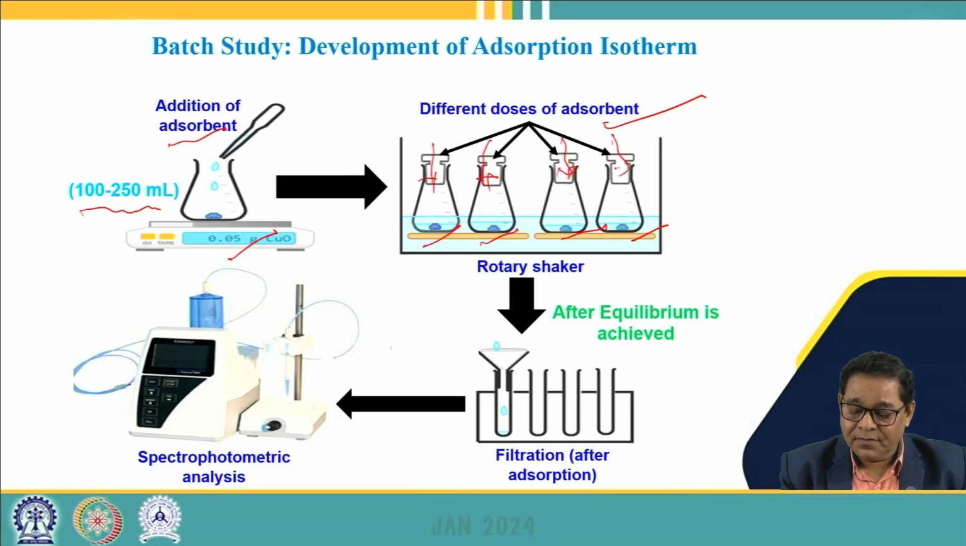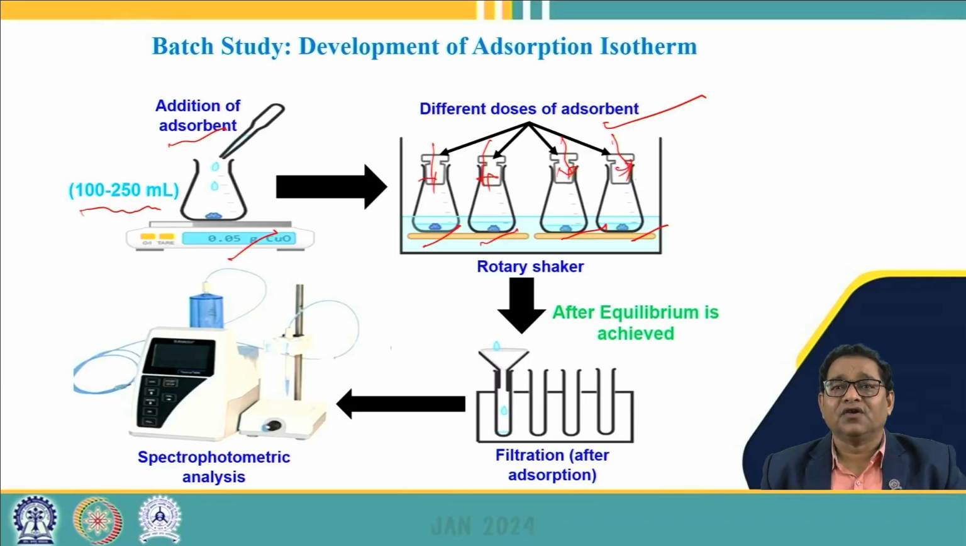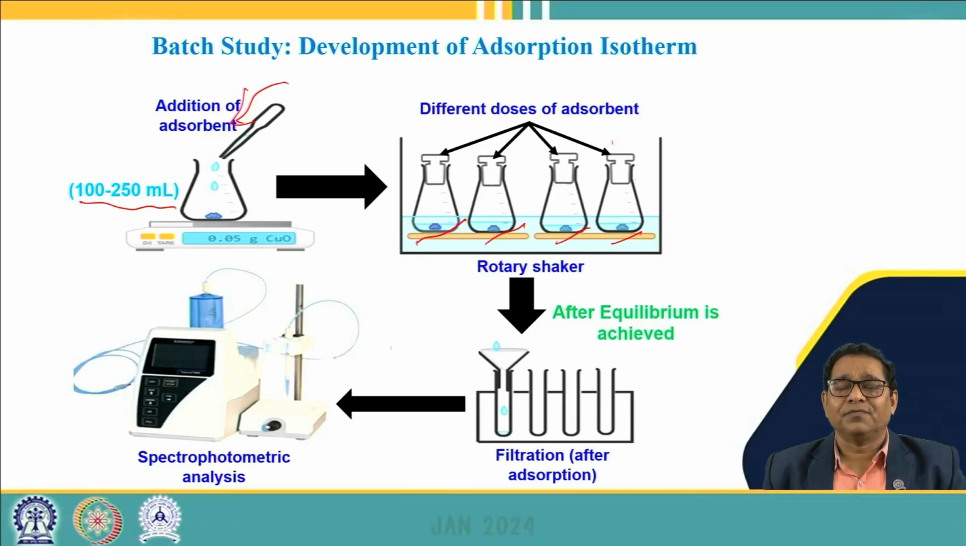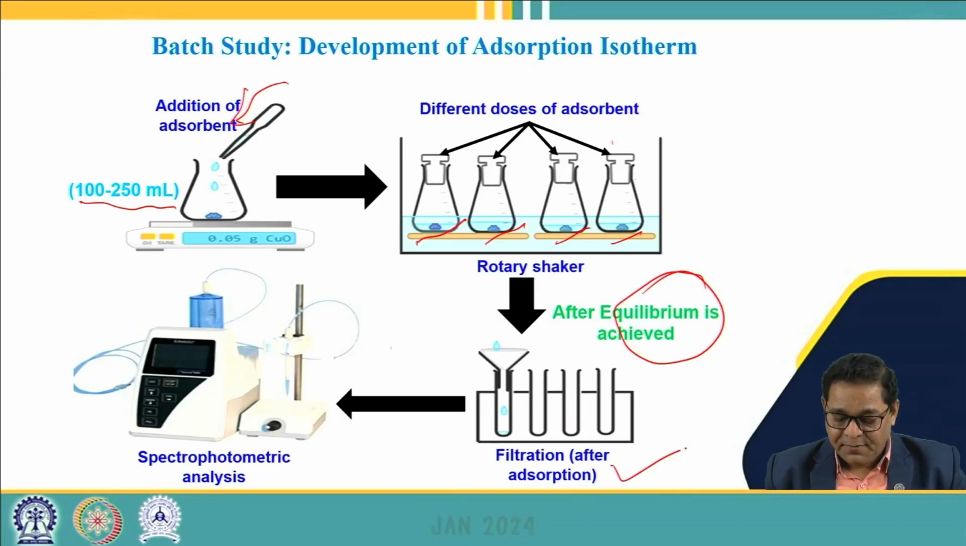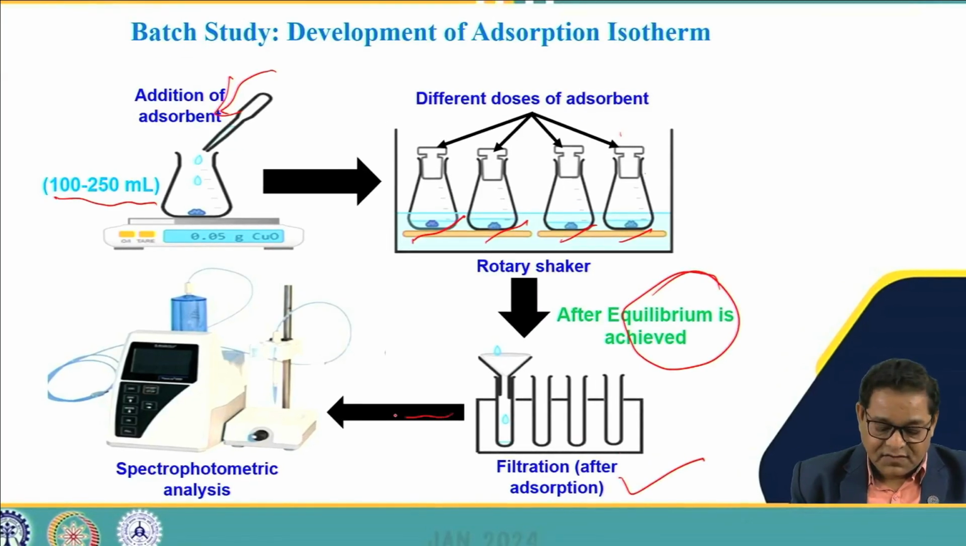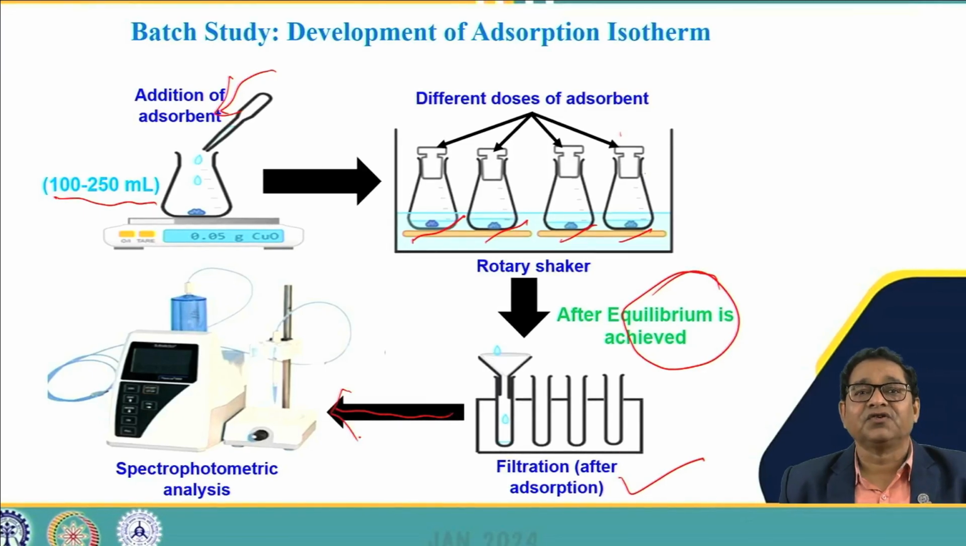After adding the adsorbent into the solution, we mix thoroughly in a rotary shaker till equilibrium is achieved. Equilibrium is basically when further adsorption does not occur. That condition we call equilibrium conditions, and this depends upon the type of adsorbent we are using. After equilibrium is achieved, the samples have to be filtered, taken out from each flask, and analyzed for that pollutant.